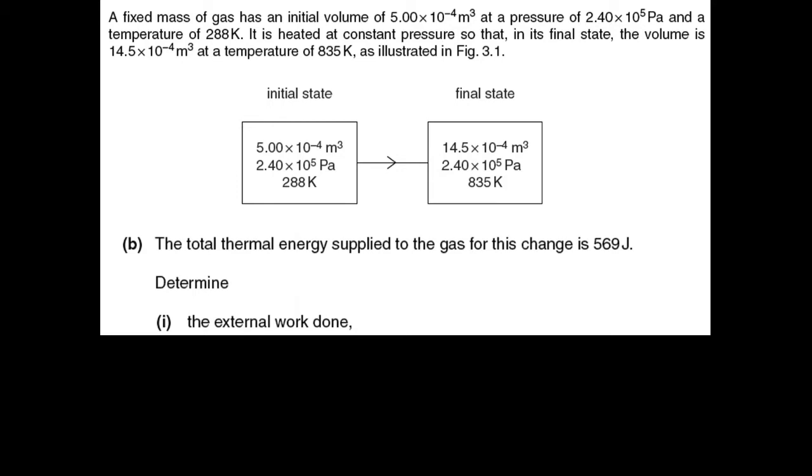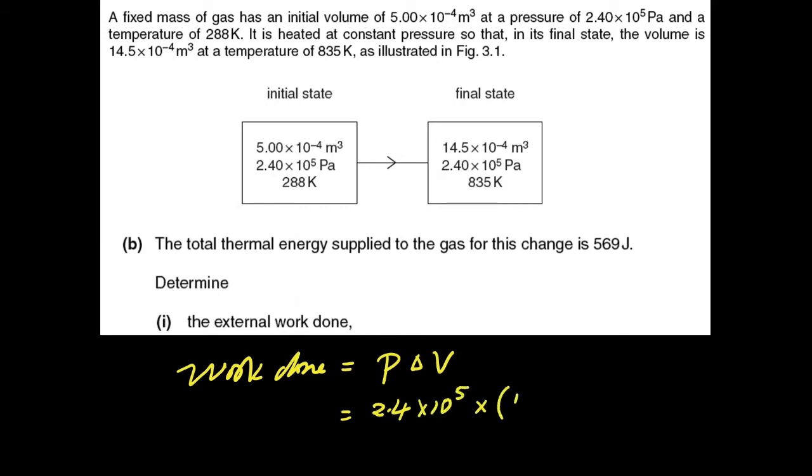We know for thermal physics, if the pressure is constant, we look at pressure is constant here. Pressure is 2.40 times 10 to 5. For constant pressure, we have work done equals pressure times delta V. And constant pressure here is 2.40 times 10 to 5. And the change in volume is final volume 14.5 minus initial volume 5 times 10 to minus 4. That gives us 228 joule.